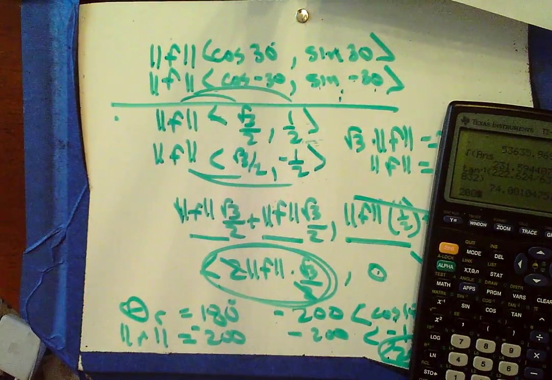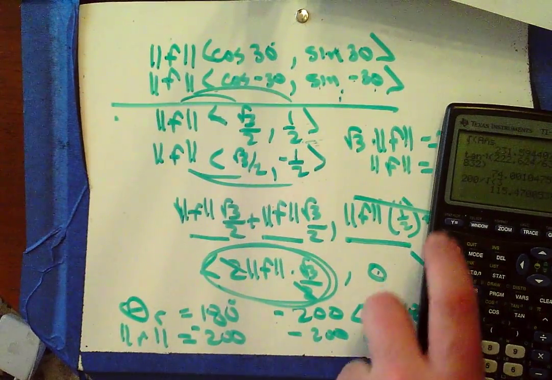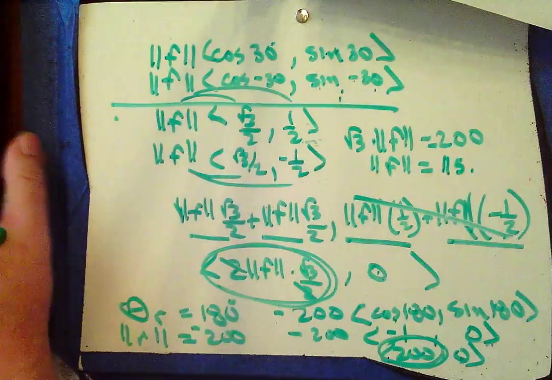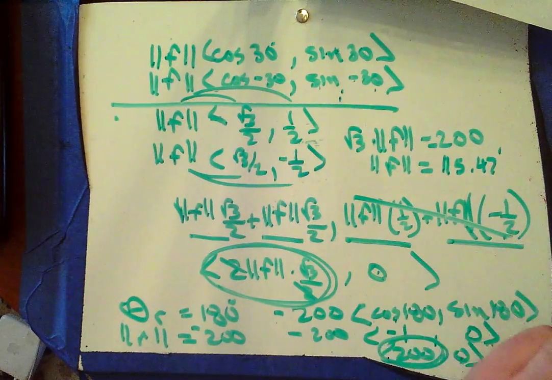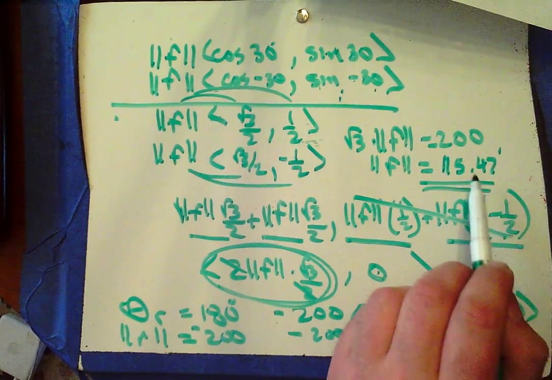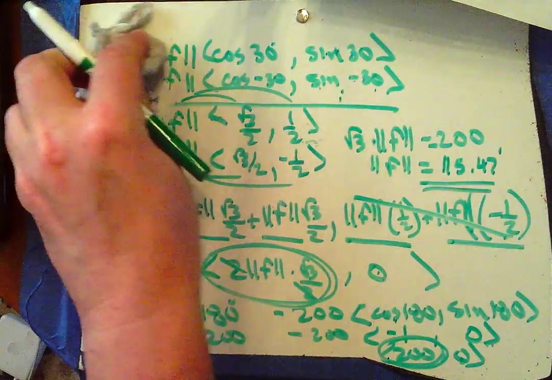200 divided by square root of 3, and I get 115.47 pounds on each. Okay. And that's nice. I think that's less than the climber's weight on each of those legs. Well, what happens if we go back to this problem?